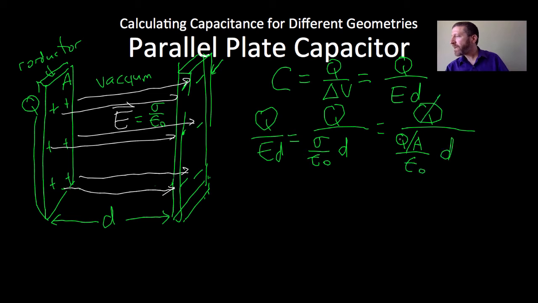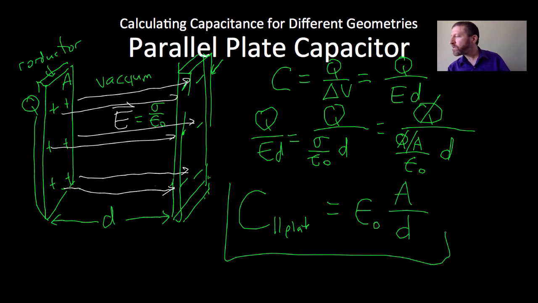So cancel, cancel. When we're done, the capacitance of a parallel plate capacitor is equal to, I'm going to write it like this, epsilon naught times A over D. Here it is right there. Now this makes a lot of good sense. And let's talk about why this makes so much sense.